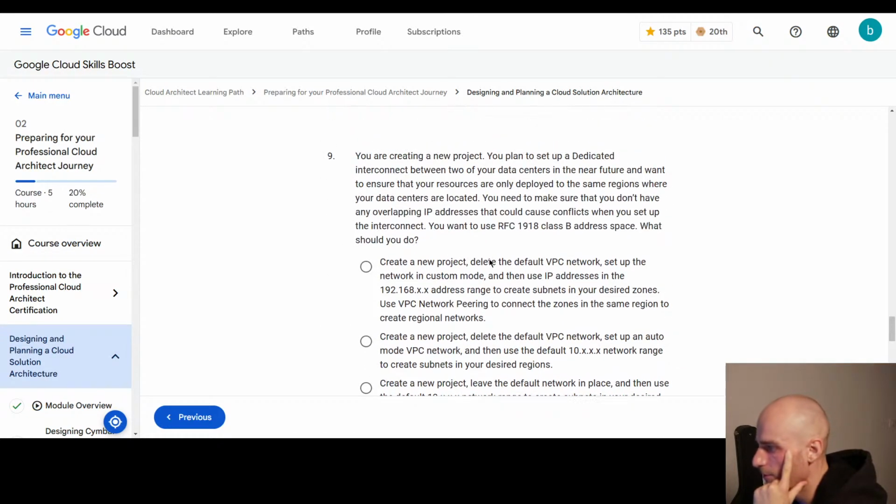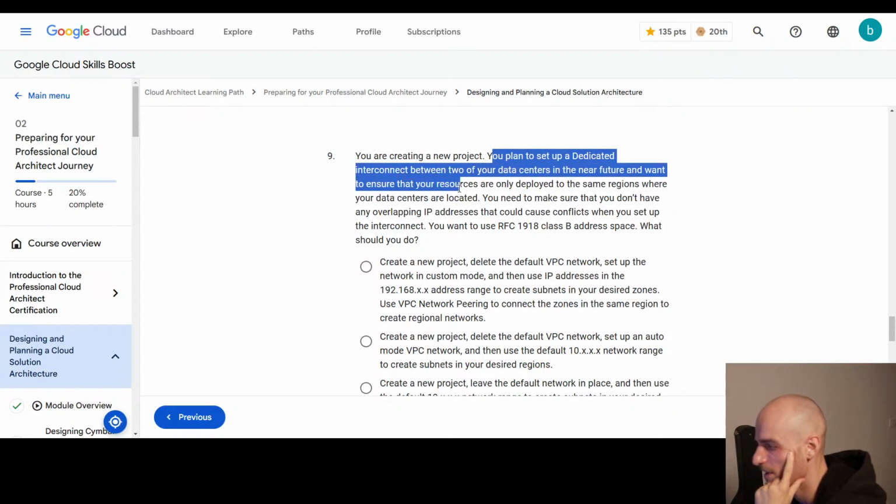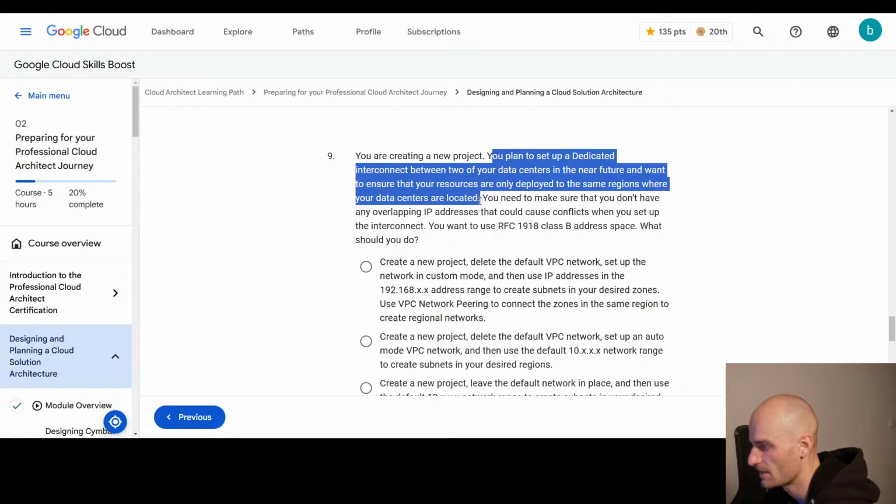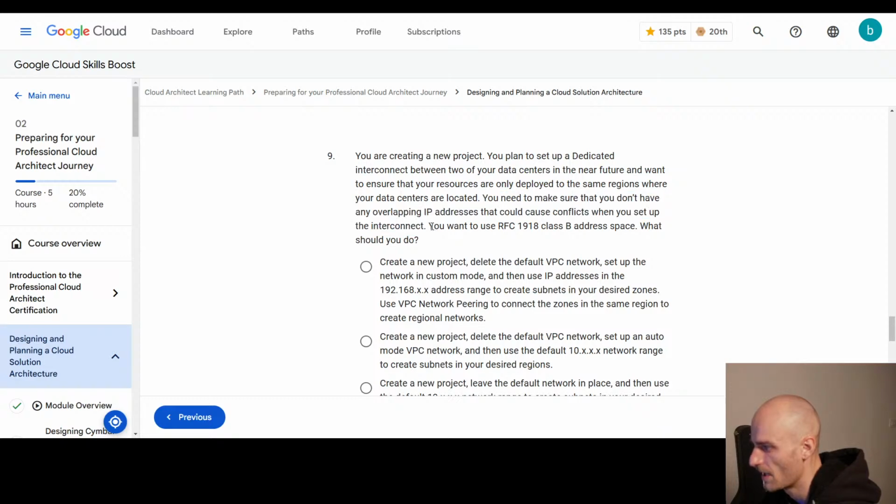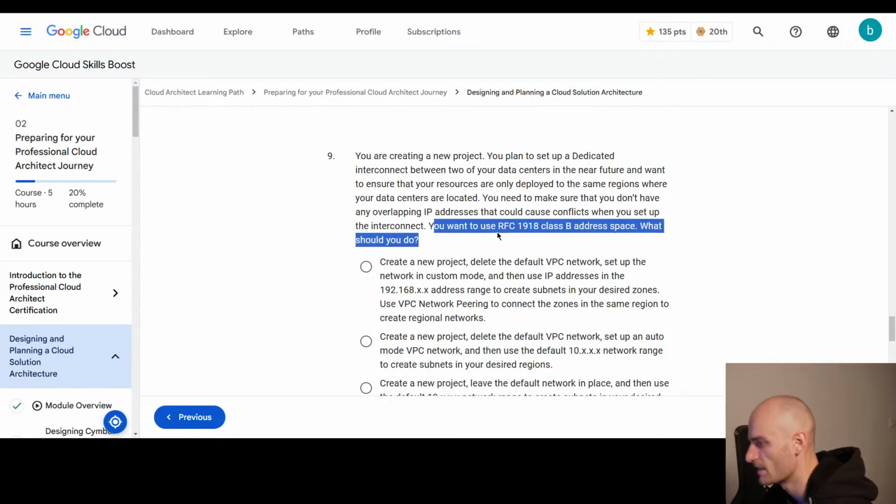You are creating a new project. You plan to set up a dedicated interconnect between two of your data centers in the near future and want to ensure that your resources are only deployed to the same regions where your data centers are located. You need to make sure that you don't have any overlapping IP addresses that could cause conflicts when you set up the interconnect. You want to use RFC 1918 class B address space.